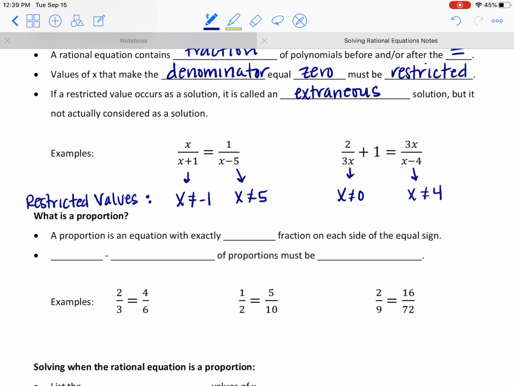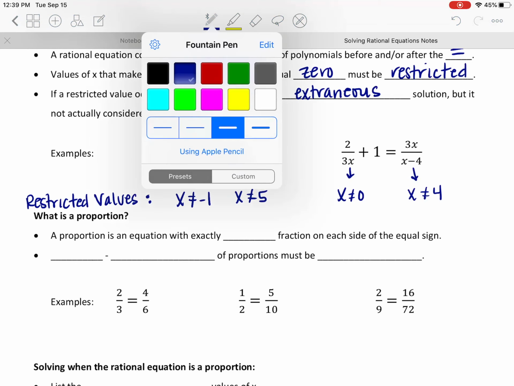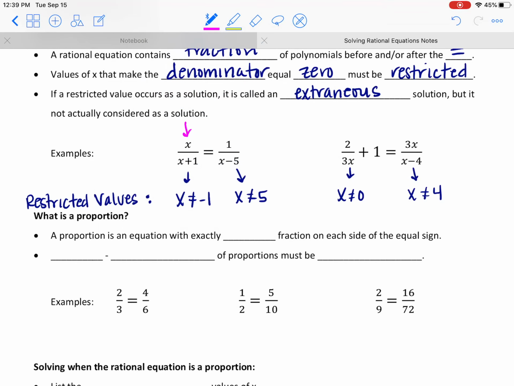So the first equation is what we call a proportion. The proportion has one fraction equal to one fraction. So we have one fraction here equal to one fraction here. That's called a proportion. Now if we have fractions on either side and anything extra, like a plus, minus, whatever, anything additional, if it's more than one solid fraction on either side of the equal sign, then it's not a proportion. And we're going to take a different approach for solving.